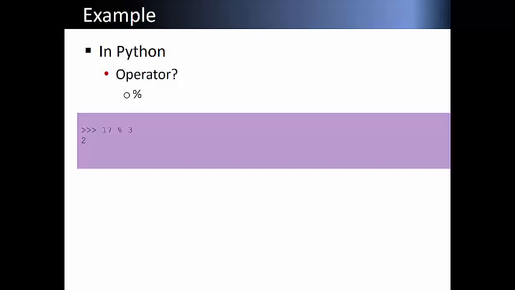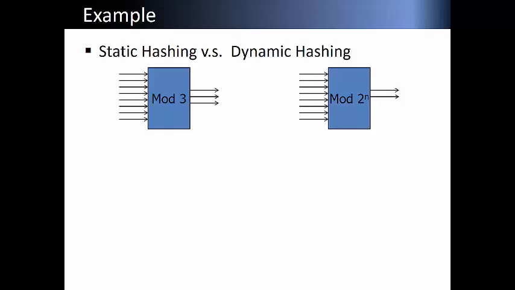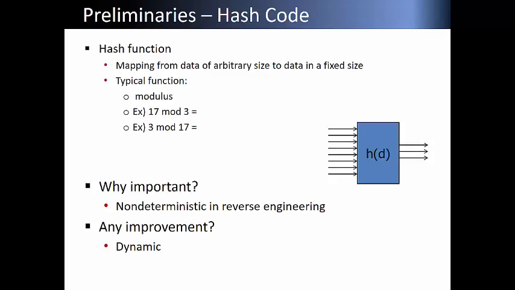Percent sign. Why that is needed is because that is good for hash code. Okay? So modulo, for example, 17 modulo 3 is, as we looked at last time, what is it? Yeah, 2. 3 modulo 17. This is a 3, right?